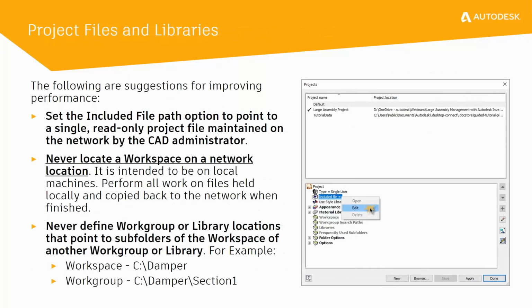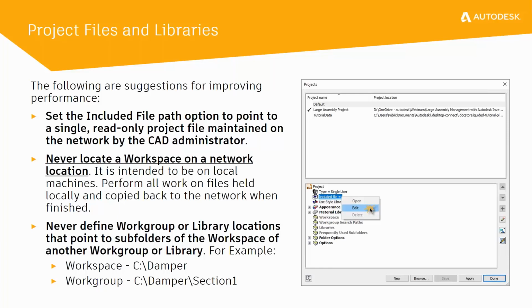When it comes to project files and libraries, there's a number of things that you can do to try and help improve your performance. Firstly, set the included file path option to point to a single read-only project file that's maintained on the network by the CAD administrator. So really what we're trying to do here is make sure that all of the users have got access to that common project file, which is being managed by a CAD administrator and is pointing all of the users to the appropriate locations of any other information they're using inside that project.